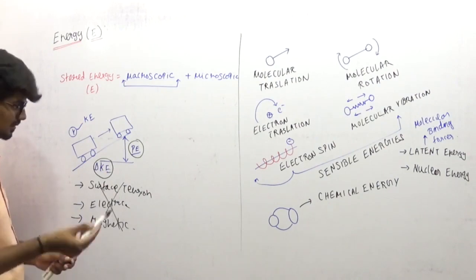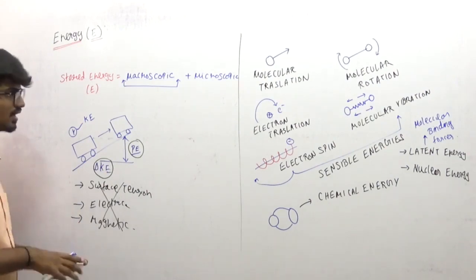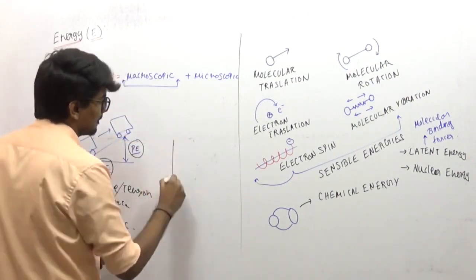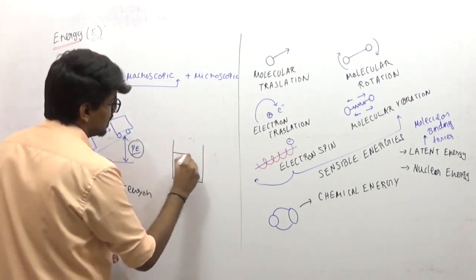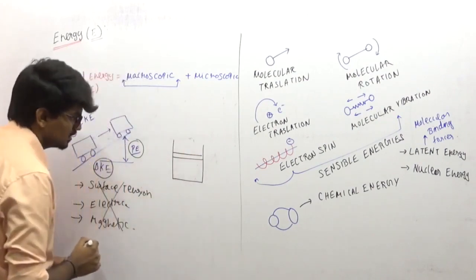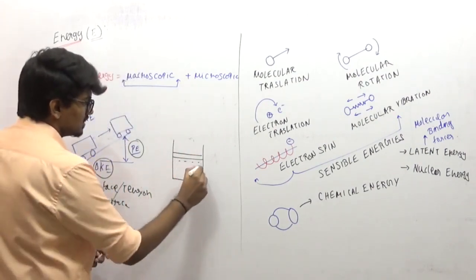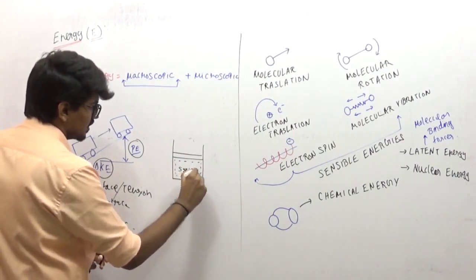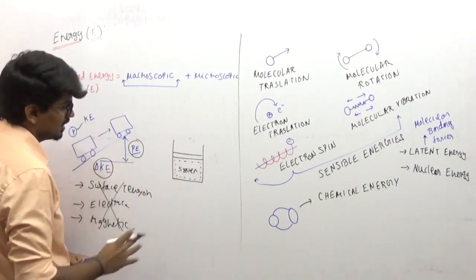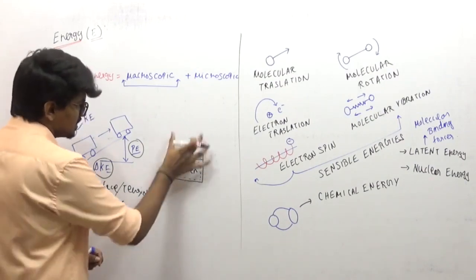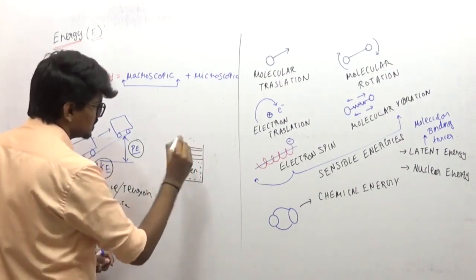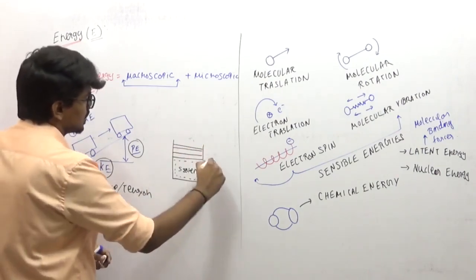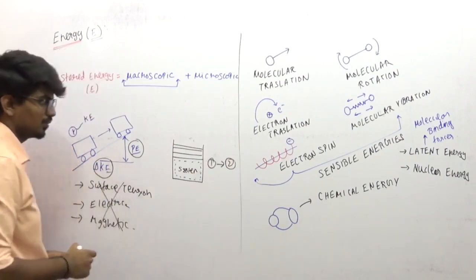But think about a closed system, for example a piston cylinder arrangement. Initially this is my system, and I am doing some process. The piston moved up. This is going to be the next state. So the process is happening from 1 to 2.